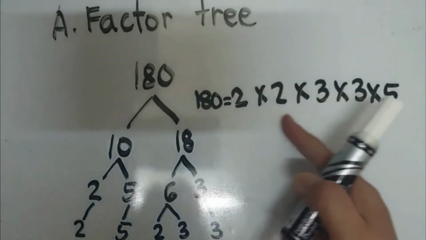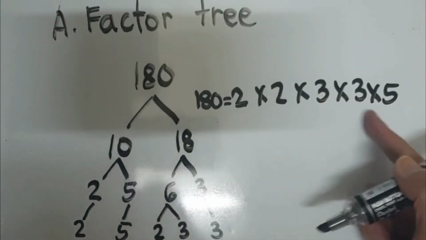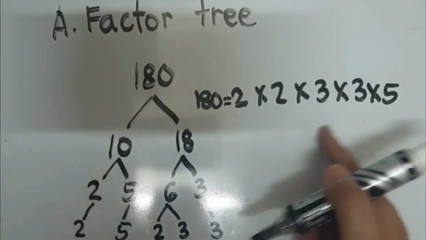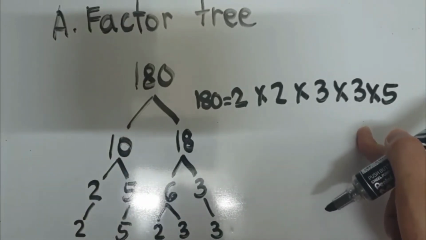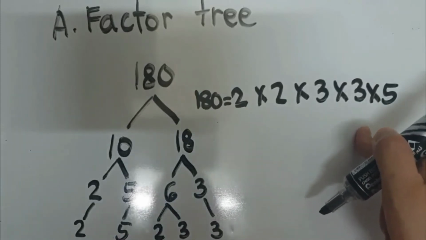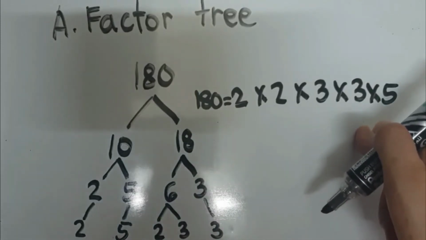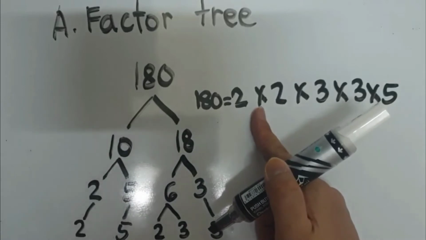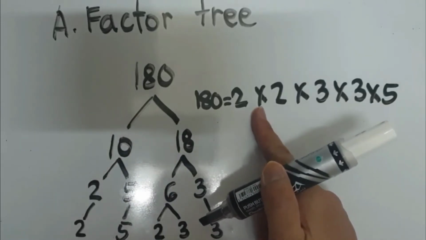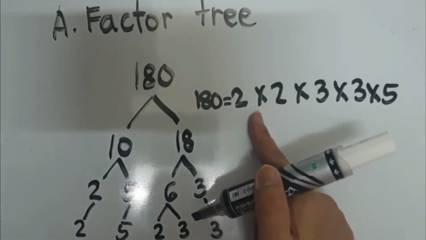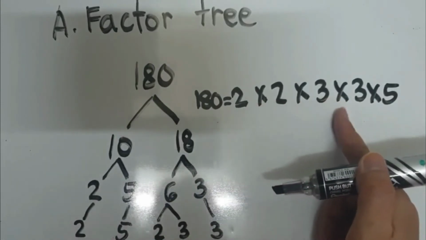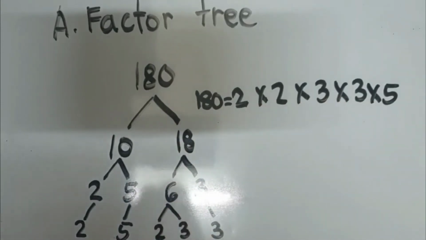So, as you can see, I write the prime factors from least to greatest, but it doesn't matter since we have commutative property of multiplication. What's important is you separate the prime factors by using the multiplication symbol. You cannot just use a comma or a space. You have to use the multiplication symbol to separate all the prime factors.